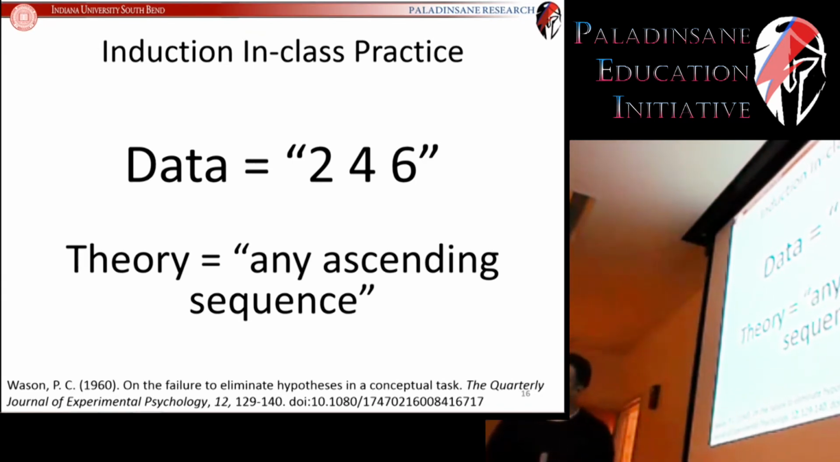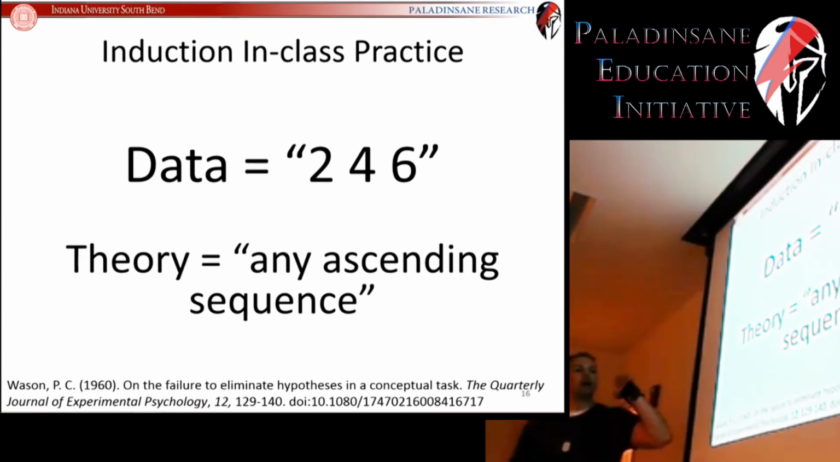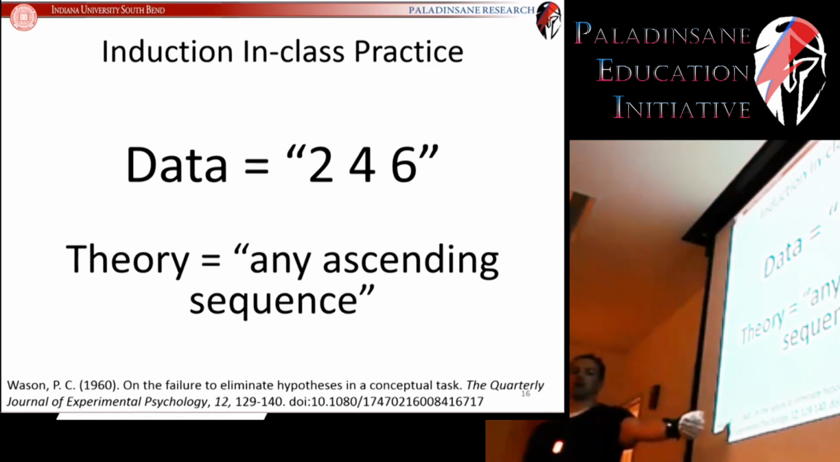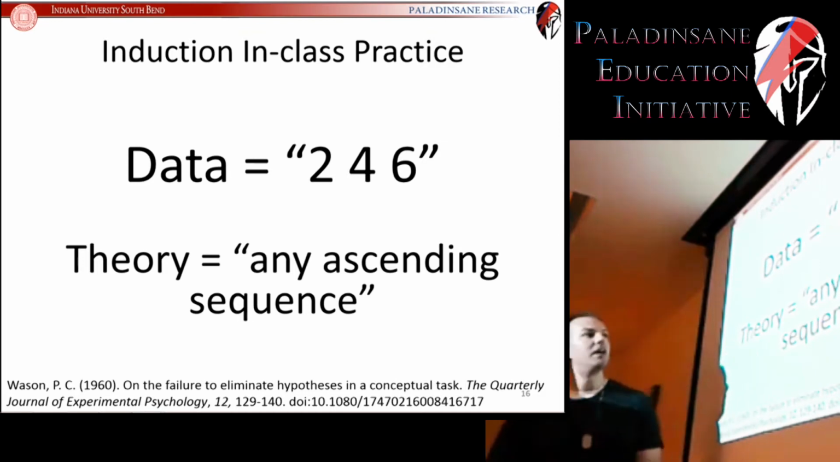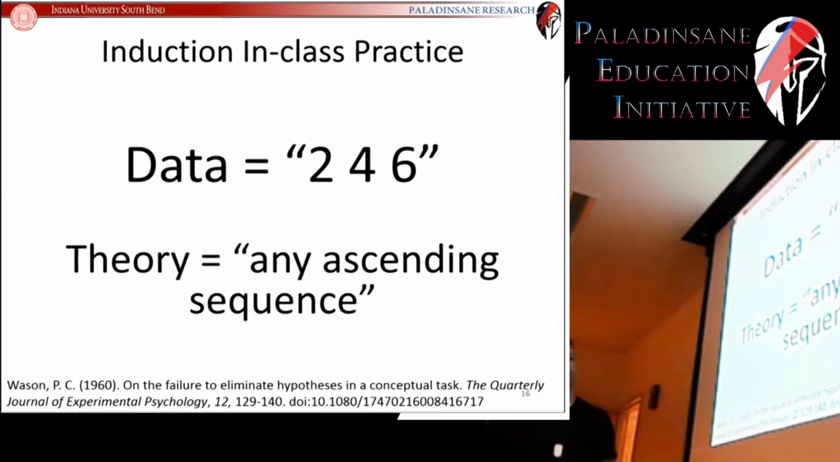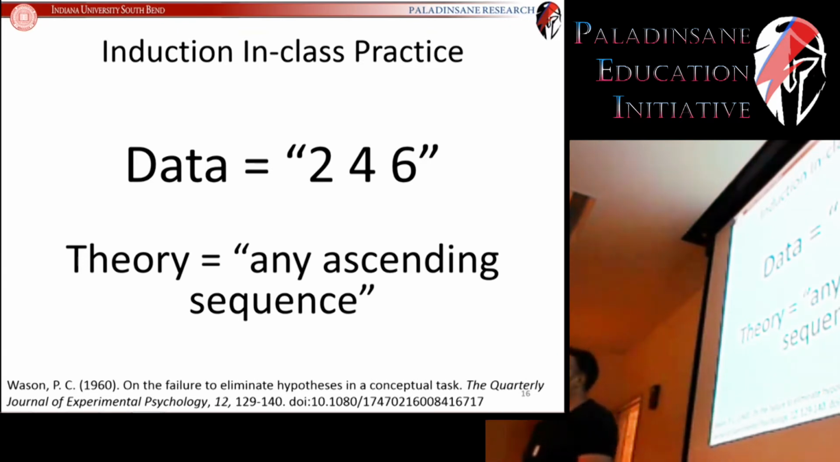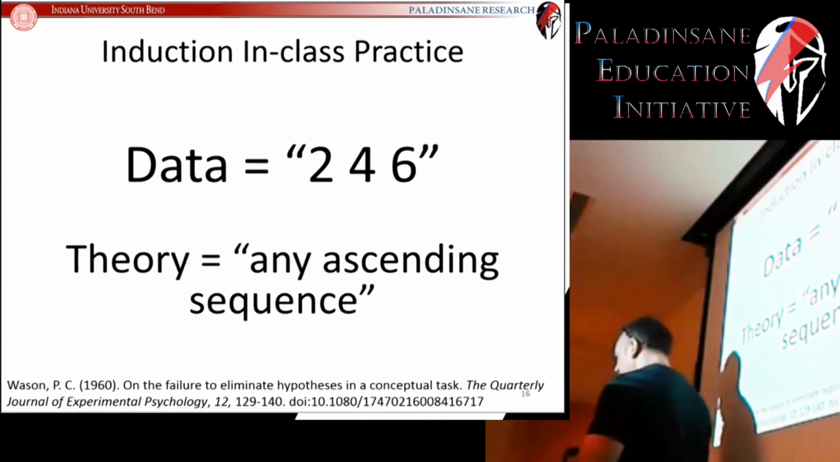So 246 is something he would say, 123 is something he would say, 43,000 and 1,857,263 is something he would say. So it's any three numbers as long as they go from smallest, middle to largest. That's the rule. So a couple of things to point out here.